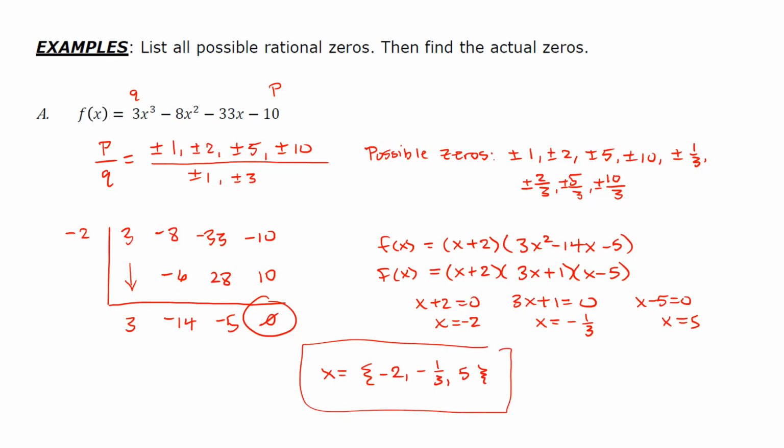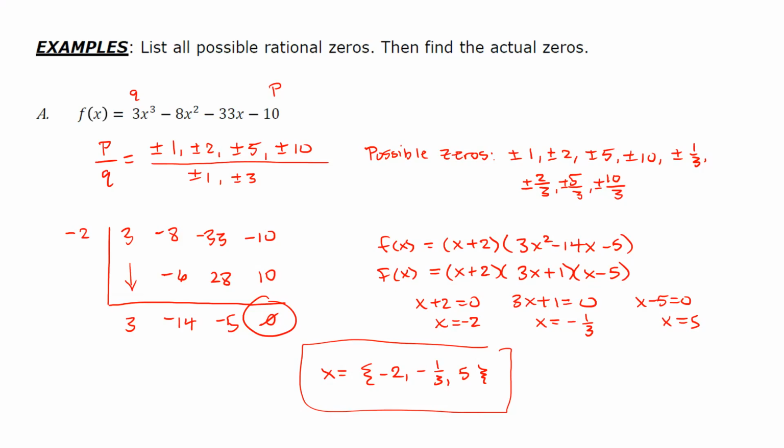Now, what if I tried a 0 and I didn't get a 0 as my remainder? So say I tried -1 and my remainder was a value other than 0. Then I know that -1 would not be a 0 of this function f of x. So you want to keep testing zeros until you get a remainder of 0.